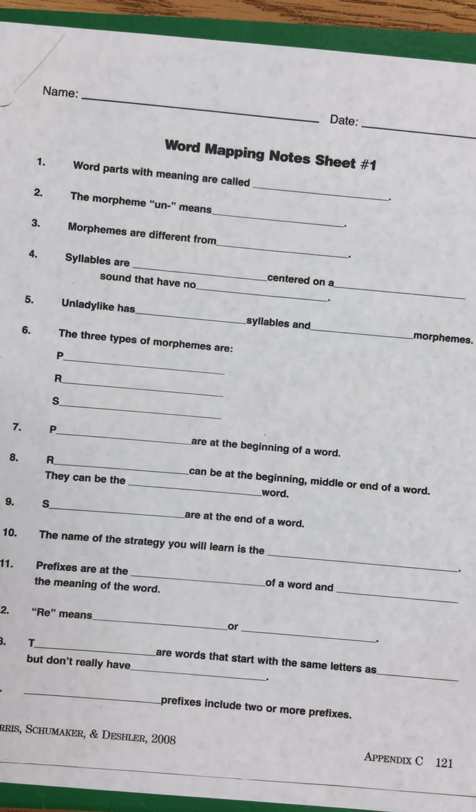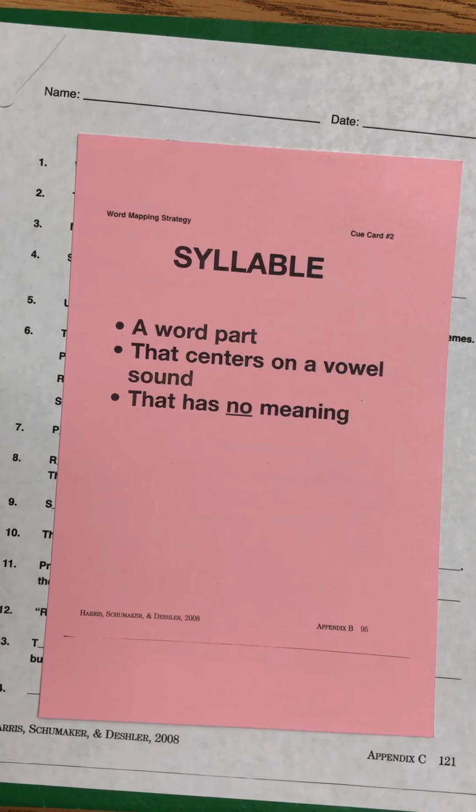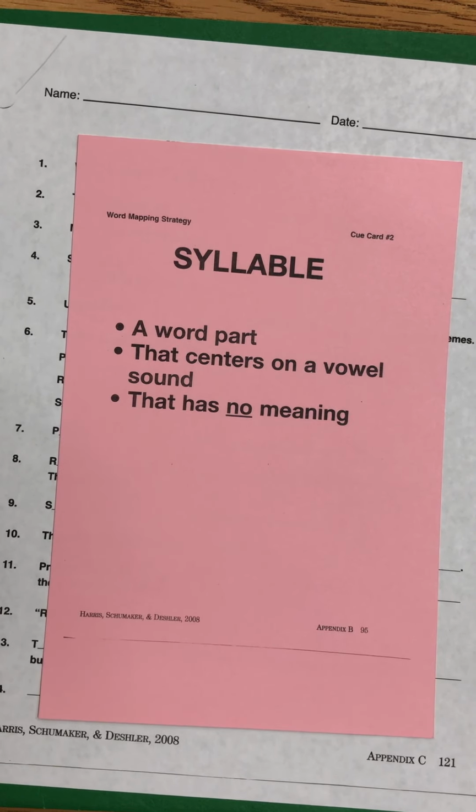If you have never heard of morphemes, you may confuse them with syllables. So syllables are a word part, right? They're different from morphemes in that syllables are parts of a word that center on a vowel sound, and so they do not have meaning. Morphemes can include just one syllable or more than one syllable, but they always have a very special meaning. So we're going to look at an example. Okay?